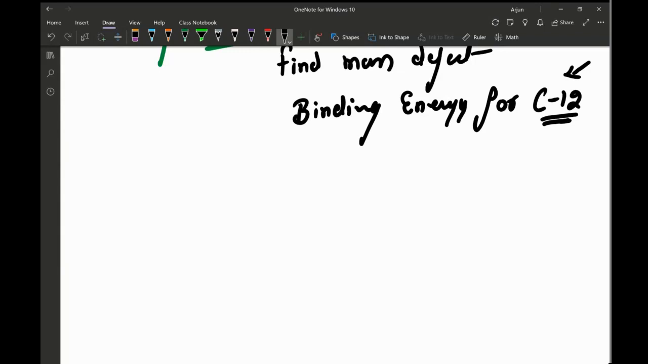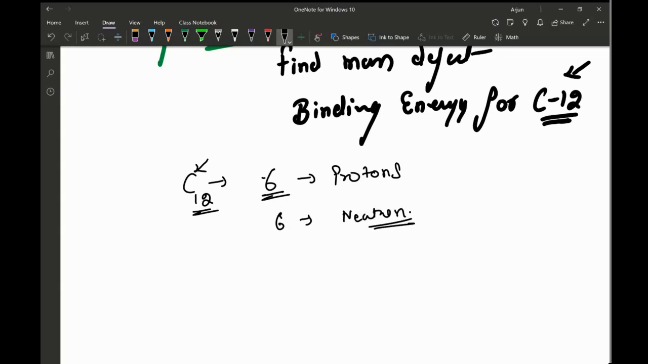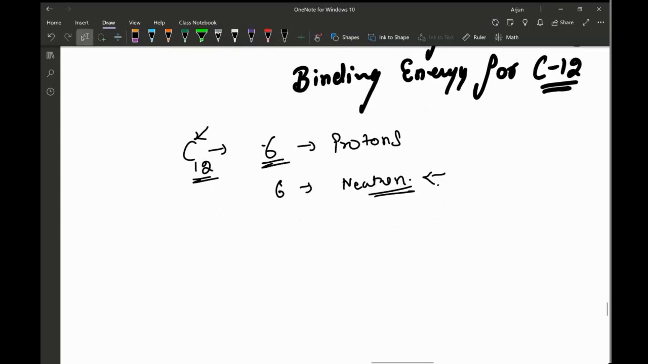Now, first of all, in the case of carbon, how many neutrons and how many protons are there? Carbon 12 has 6 protons because it's carbon. And if there are 6 protons, how many neutrons will be there? 6 neutrons, because 12 minus 6 is 6. So we figured out the number of protons and the number of neutrons. Now I will find out the total mass, what it should ideally be. So 6 times the mass of a proton.